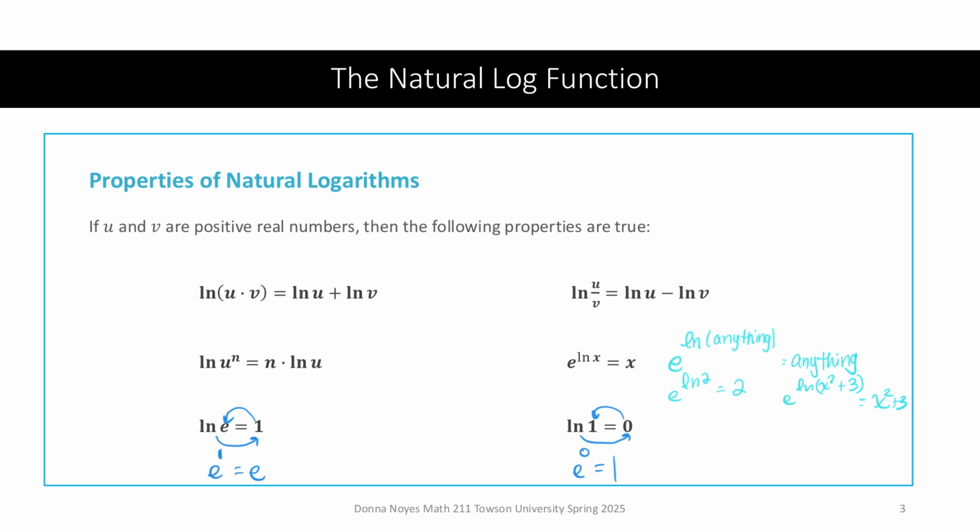And here's the cool thing about that. If you do logs in any other bases, the log of any base of 1 is always 0, because it's that base raised to what power gives us 1. It's always 0.